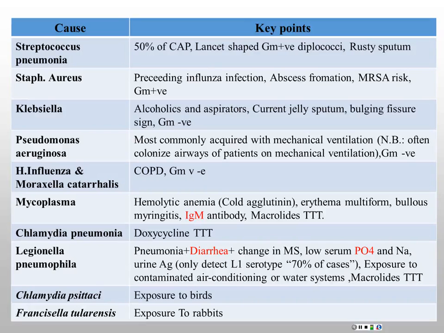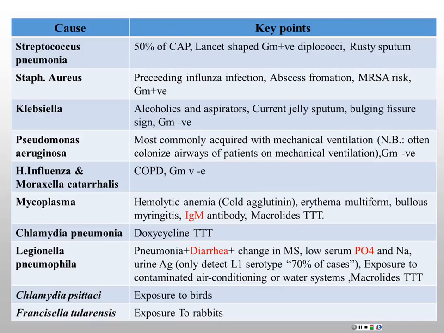Pseudomonas, you have to ask about previous history, underlying lung disease, to make sure there is no risk for Pseudomonas infection. Of course, it's gram-negative. It's very common on mechanical ventilation. Haemophilus influenzae and Moraxella catarrhalis usually will be the patient with COPD.